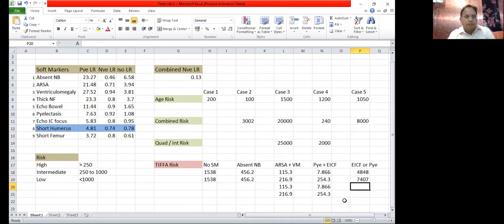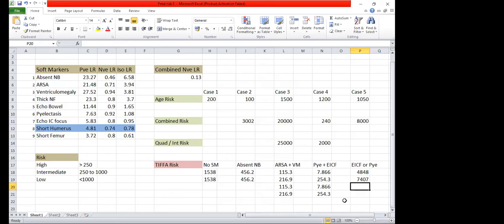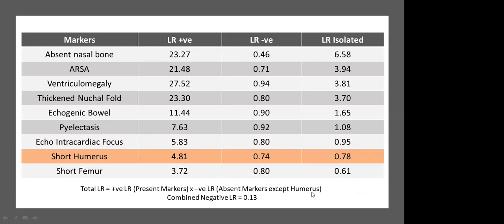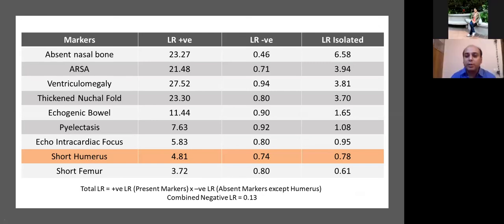So coming back to the presentation. So this is the table. If we have printout of this thing, we can very easily calculate all the likelihood ratios as I have told you.